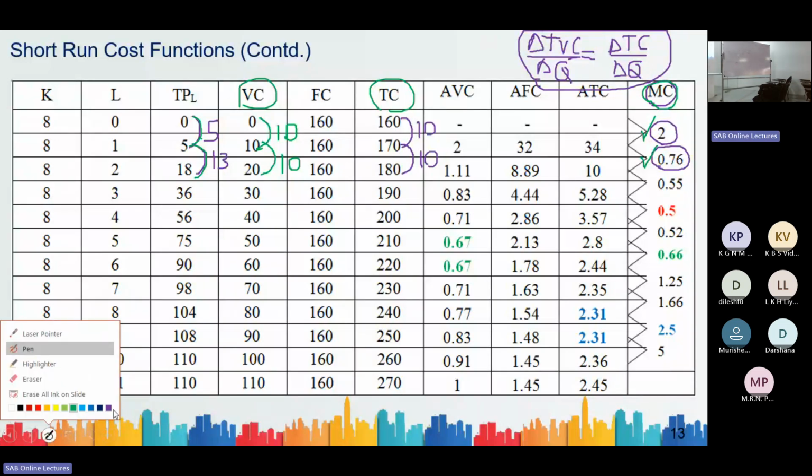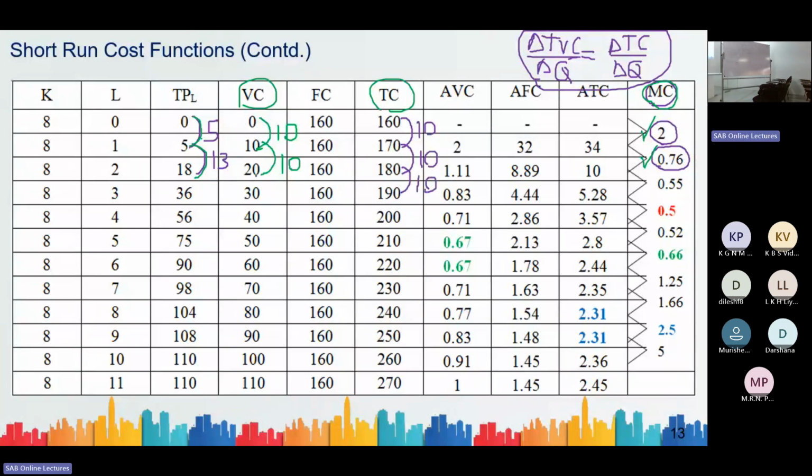Again, when moving from the third level to fourth level, total cost increases by 10, output increases by 18, 10 divided by 18, the answer is 0.55. So in the same way, you can continue the calculations.